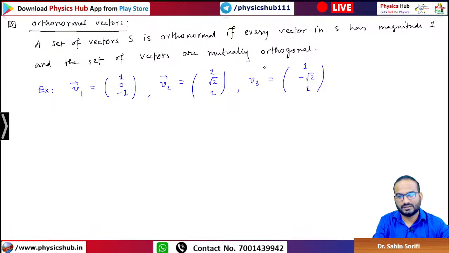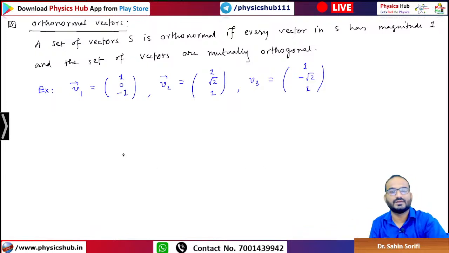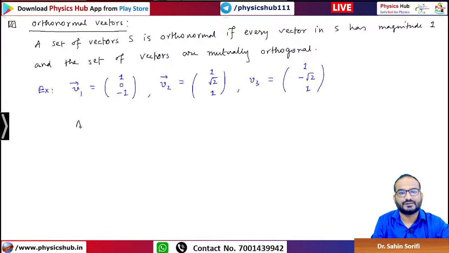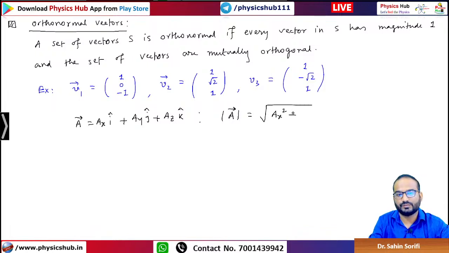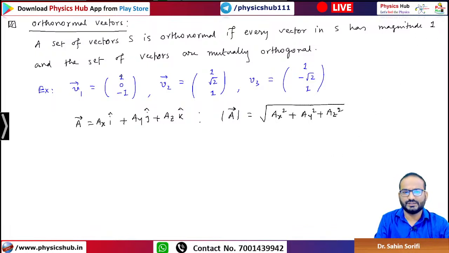You know how to find out the magnitude. Let's say if you have a vector like this, ax i cap plus ay j cap plus az k cap. How do you find out the magnitude? Magnitude is found by taking the square root of the summation of component squares: ax square, ay square, az square. This is the way you find the magnitude of a vector. Same goes for here. If you consider v1, v2 or v3, none of them has a magnitude of 1.